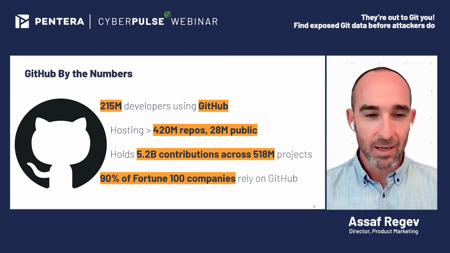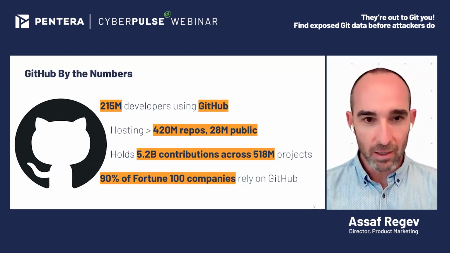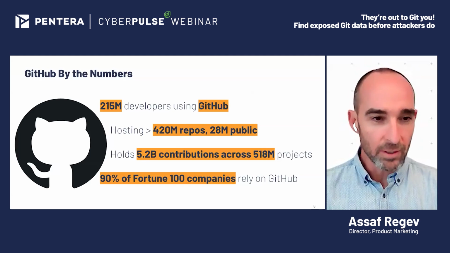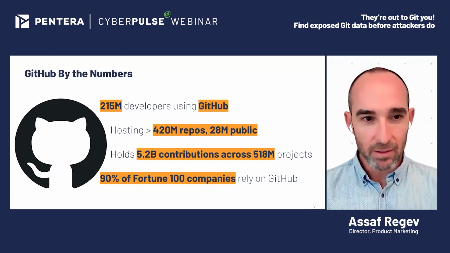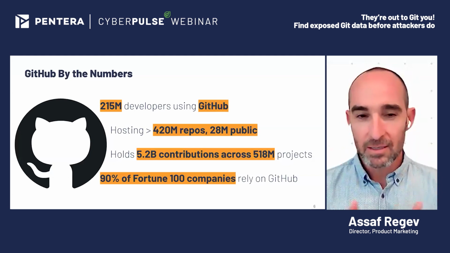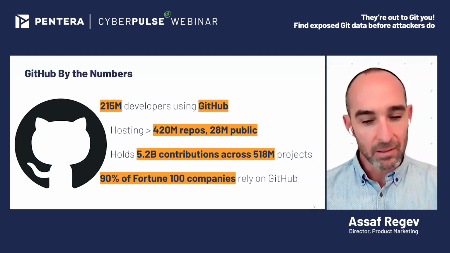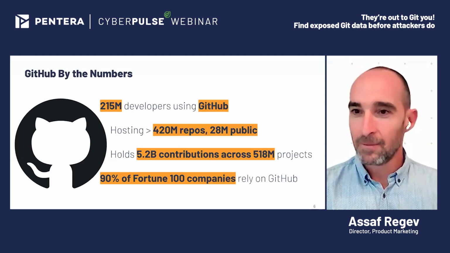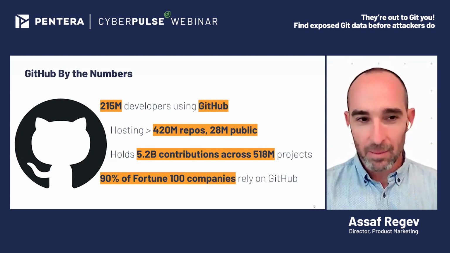And the numbers here are staggering. Over 250 million developers worldwide use it. It holds 5.2 billion contributions across 518 million projects. Those numbers are staggering. When I first read this, I thought that's interesting, but is the 39 million exposed number that we've seen previously the right number?